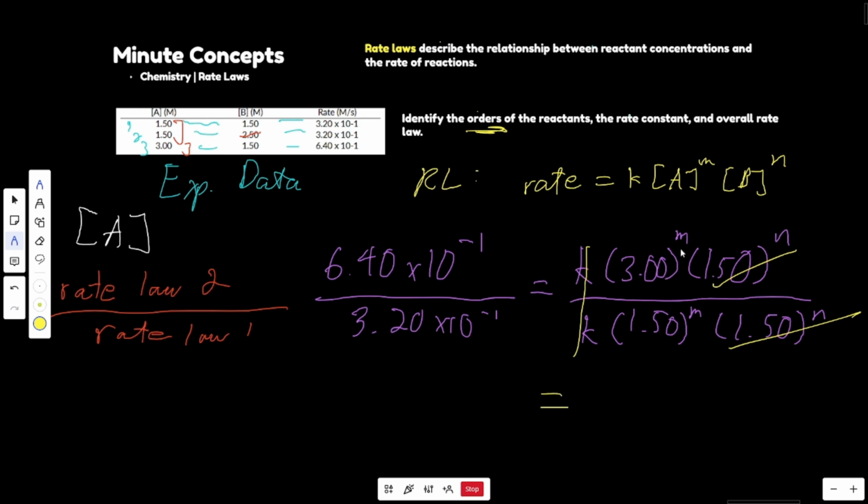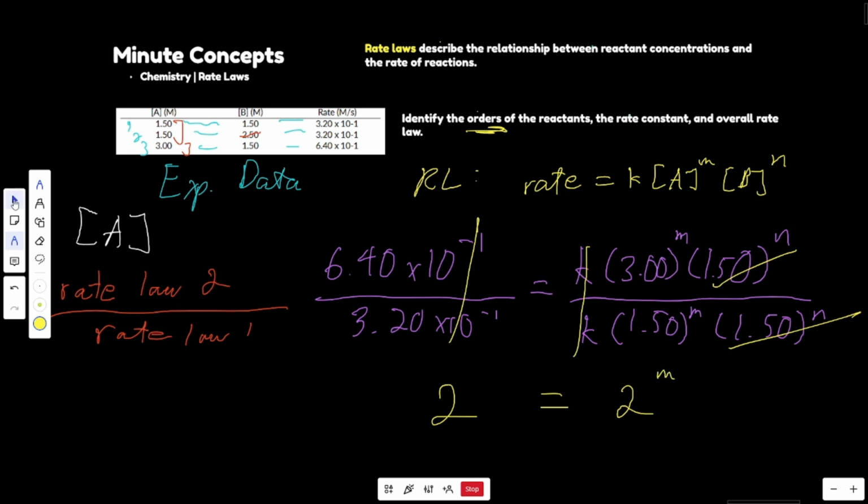So we're going to simplify our overall equation. So this is equal to 2. Right? This will cancel out. And 6.4 divided by 3.20 is just 2. And 3 over 1, 3 to the power of M over 1.50 to the power of M is the same as 3.00 over 1.50, all to the power of M. We would distribute the M's. So this is actually just equal to 2 to the power of M.